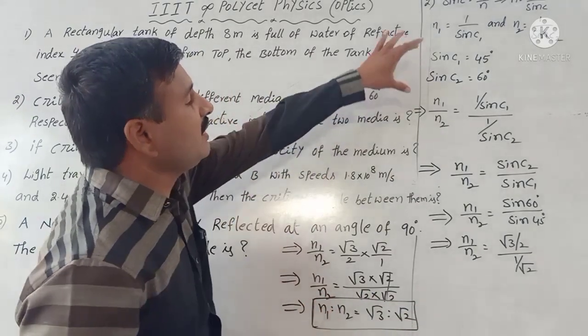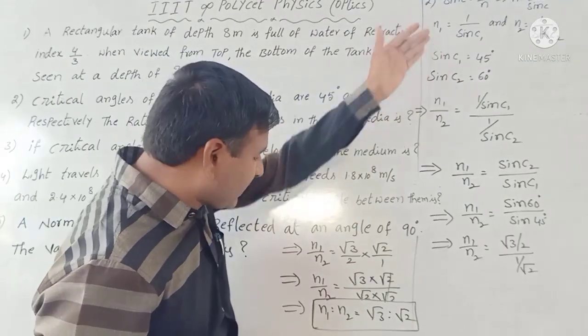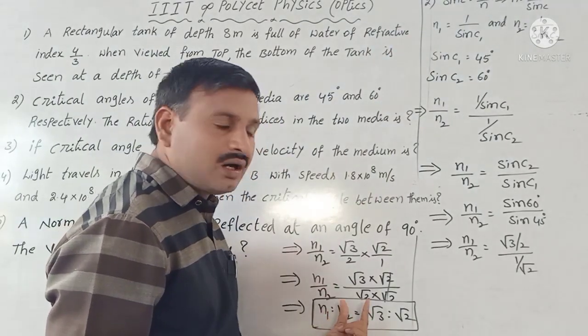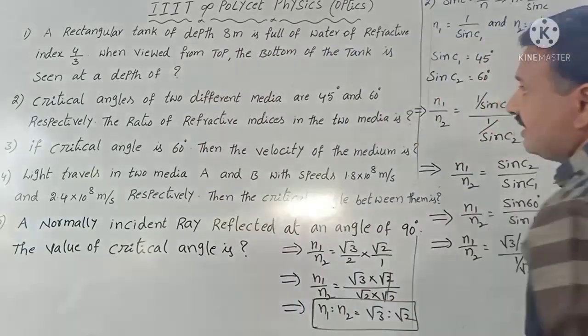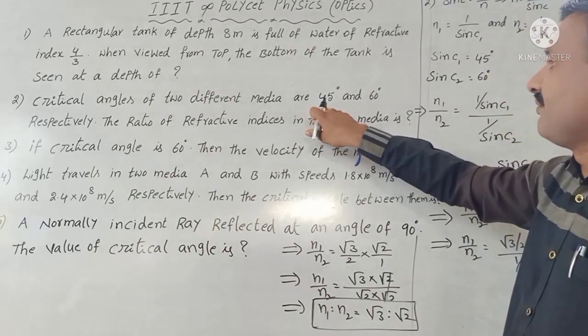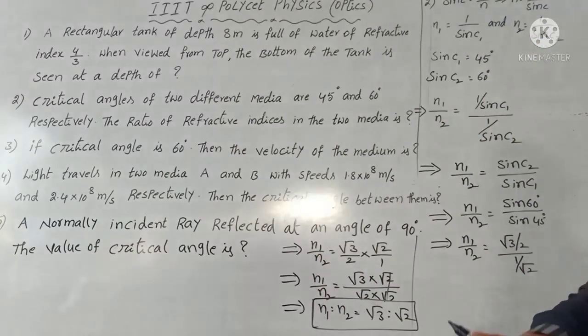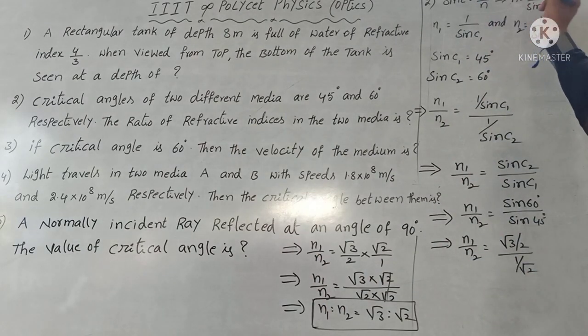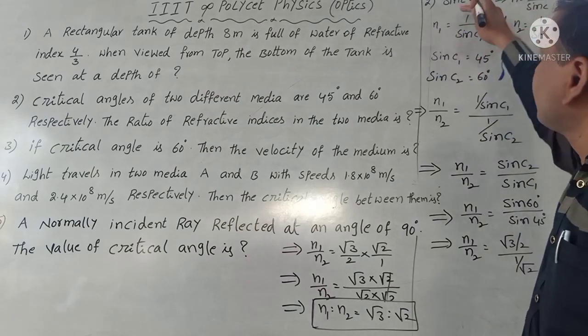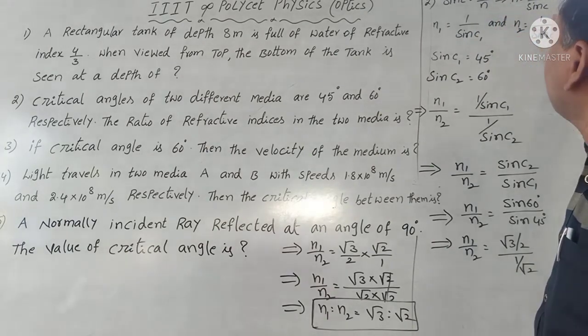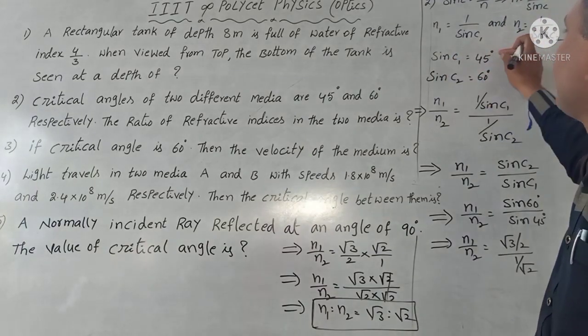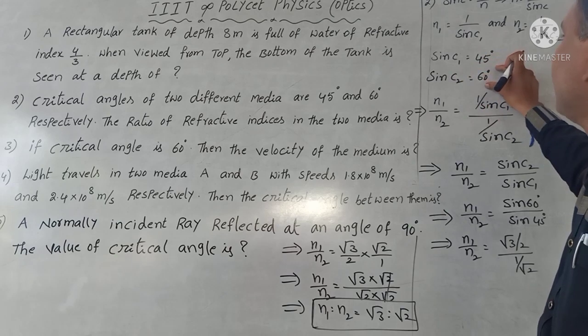First, given the critical angles, you find the refractive index ratio. Again, the critical angles 45 degrees and 60 degrees are given, and you find the refractive indices. You already know the formula sin C equals 1 by n. Then n is equal to 1 by sin C. So n1 is equal to 1 by sin C1 and n2 equal to 1 by sin C2. C1 is 45 degrees and C2 is 60 degrees.